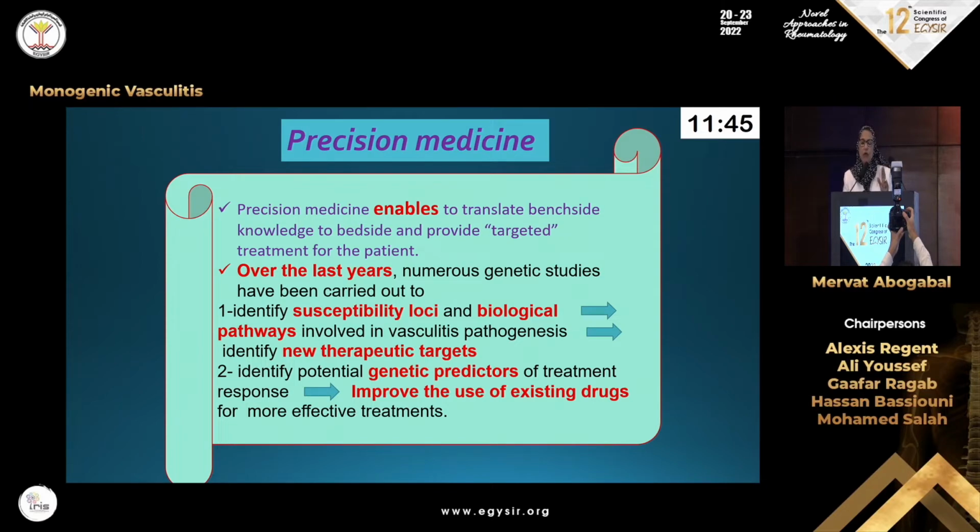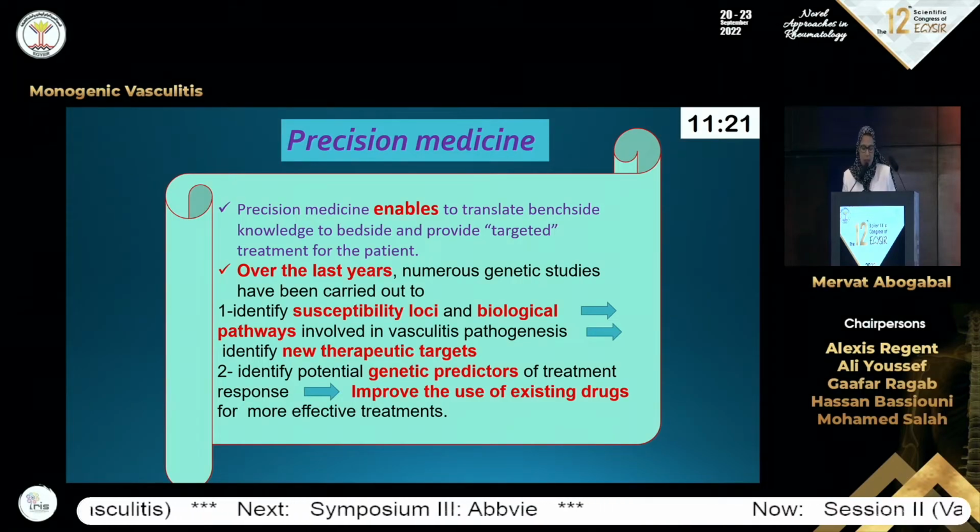Since that time, numerous genetic studies have been carried out to identify, number one, susceptibility loci and corresponding biologic pathways in vasculitis pathogenesis, which could be considered as new therapeutic targets. Also, they try to identify genetic predictors of treatment response to improve use of existing drugs.